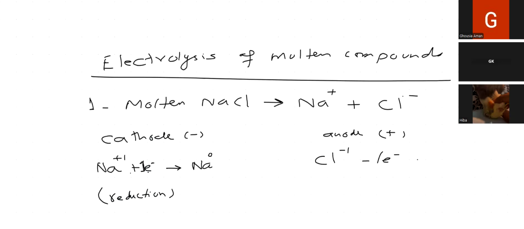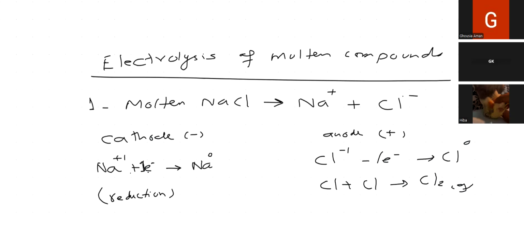Single chlorine atoms, like all halogens, always exist in the diatomic form. A single chlorine atom does not exist. So two chlorine atoms combine together and form chlorine. So from the side of the anode, you will see greenish vapors of chlorine gas produced.